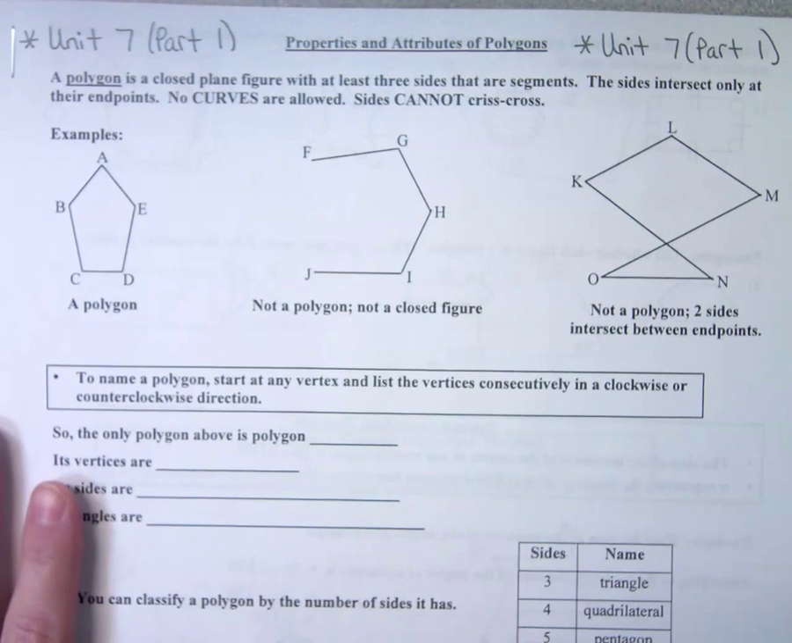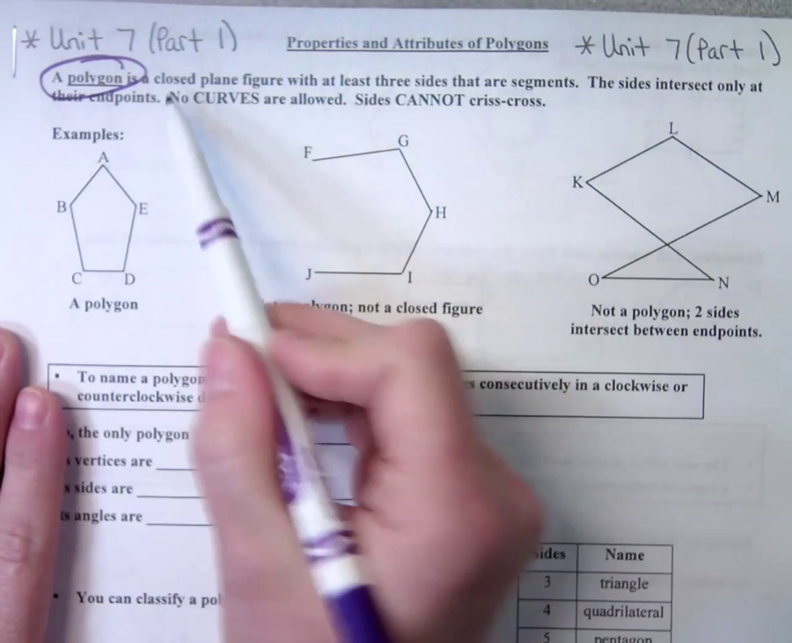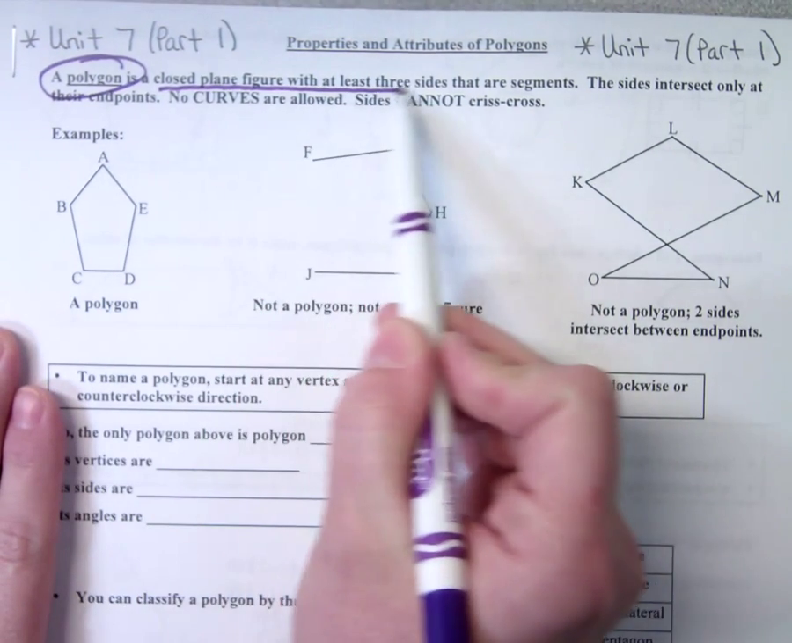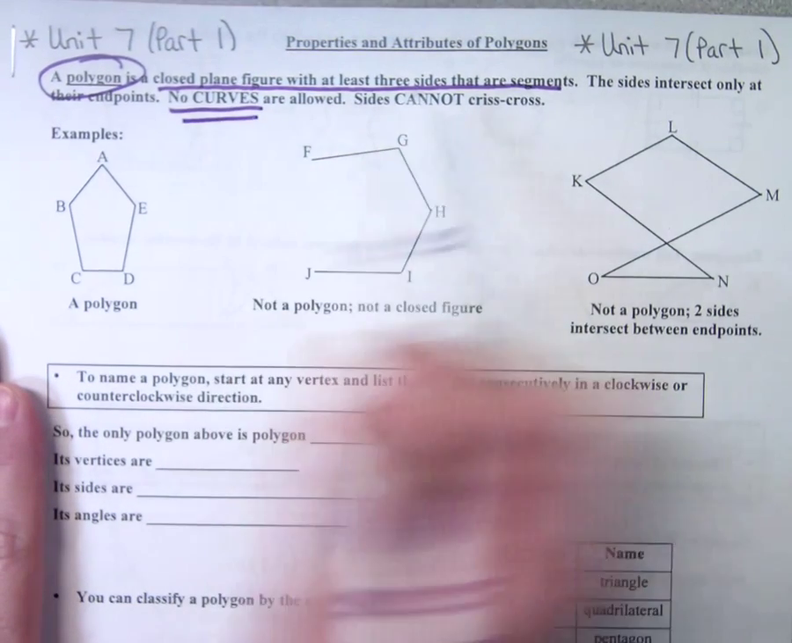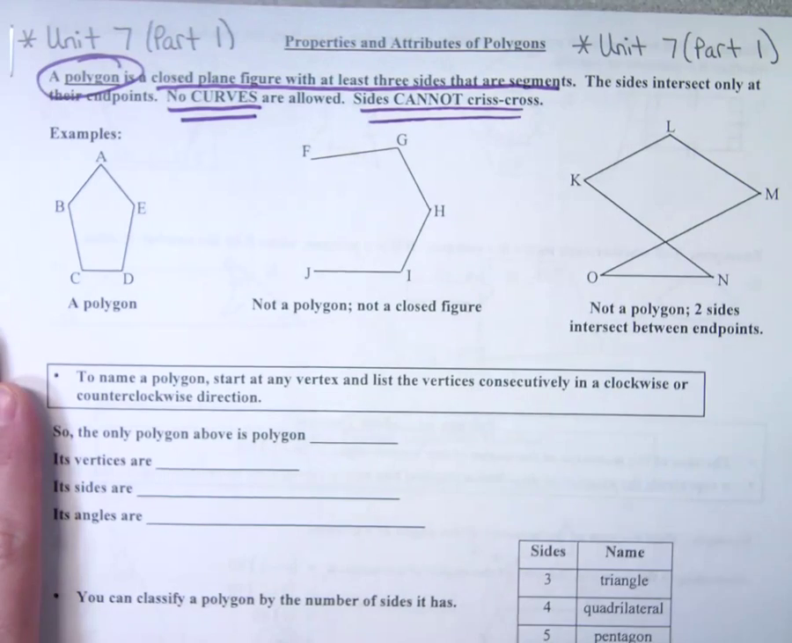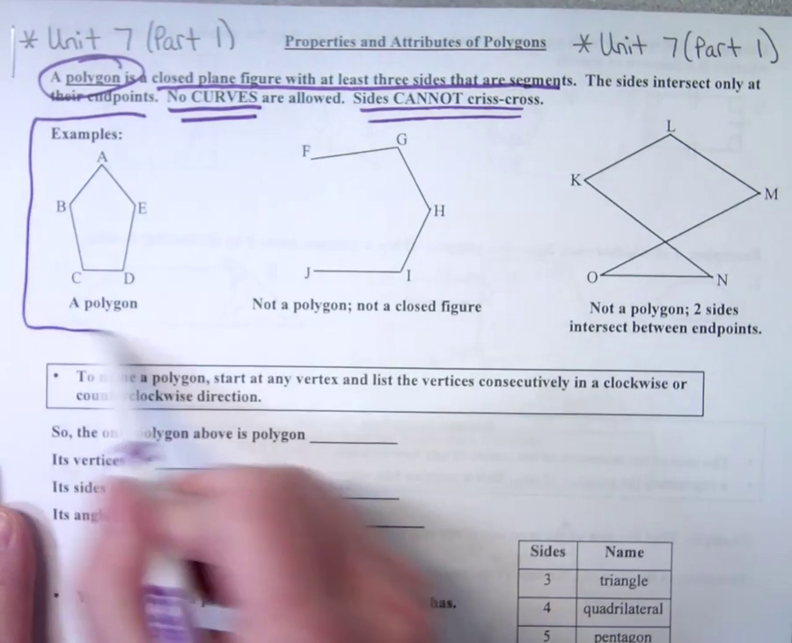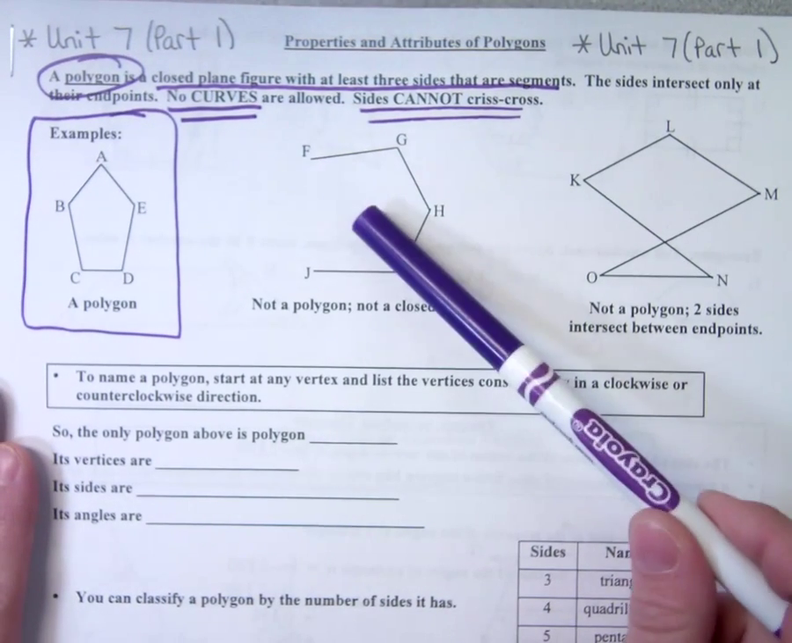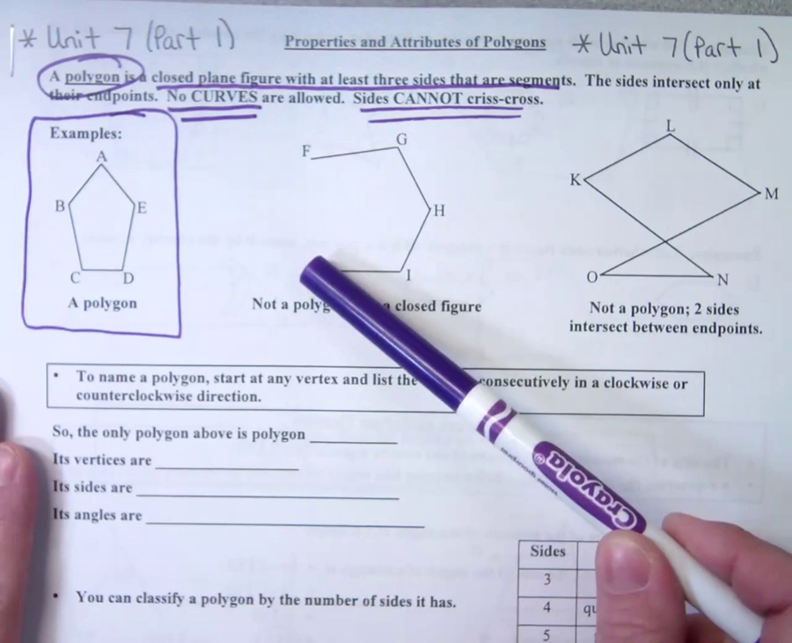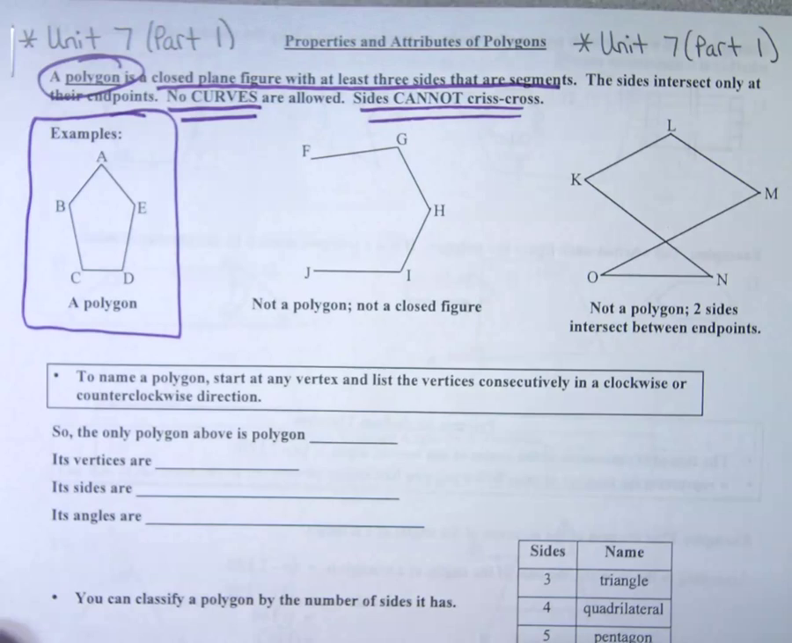This first little section here explains what a polygon is and what it is not. It tells you that a polygon is a closed plane figure with at least 3 sides that are segments. And then it says that there's no curves allowed and sides cannot crisscross. So if you look at these first 3 pictures, this first one here is the only polygon that we have. This one is not a polygon because it's not a closed plane figure, and this one's not a polygon because it has sides that crisscross.